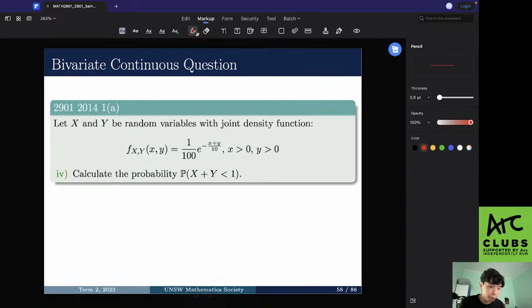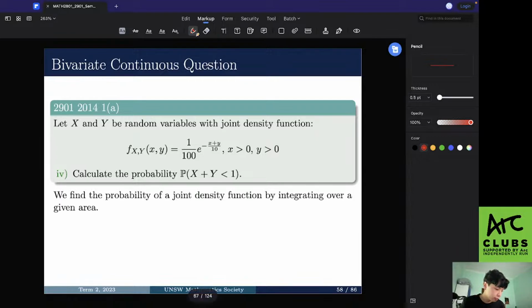So here's the fourth part, which is calculating the probability that x plus y is less than 1. If you remember from before, the way we calculate probability is by finding the area, right? And then we integrate across the area. Generally, the first thing I do is look at the domain and range, right? So we know that the domain is set by the fact that x has to be greater than 0, and y has to be greater than 0.